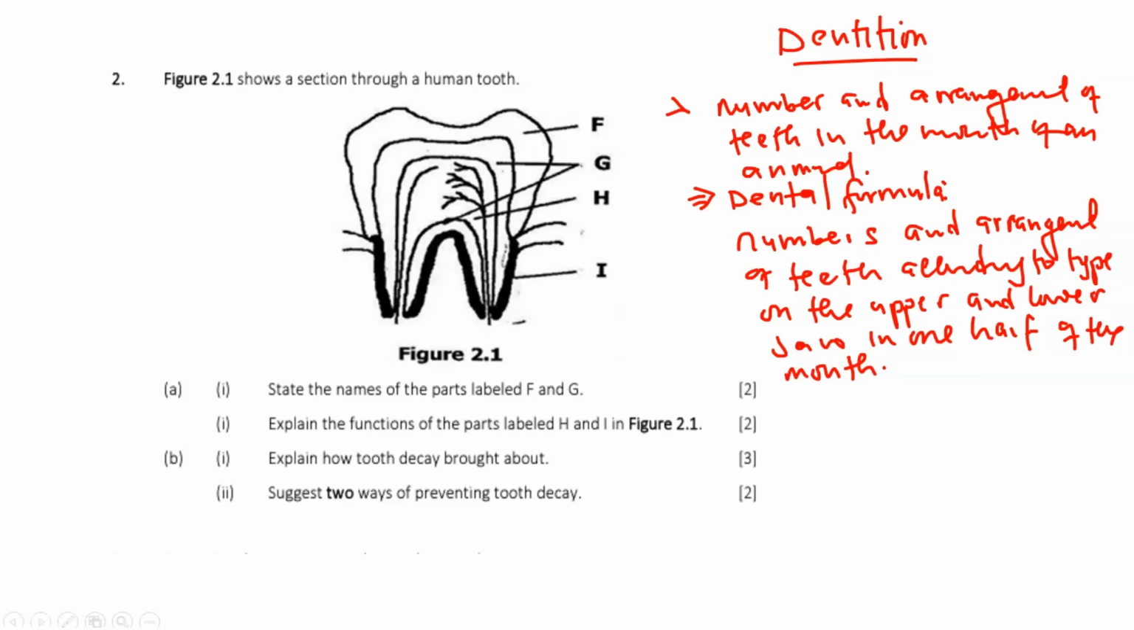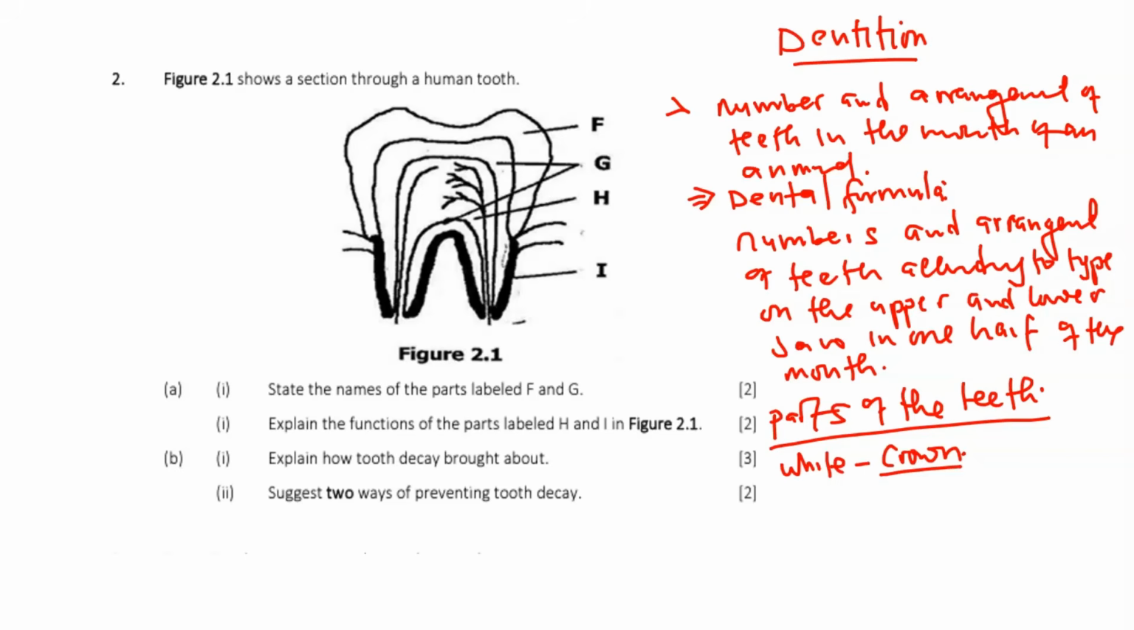Now, it's very important also we look at the parts of the teeth. The teeth has parts. So we have the outer part, the part that we normally see, the white part. That is called the enamel. So the outer part is called the enamel. So that is very important to know. So one part is called the enamel.